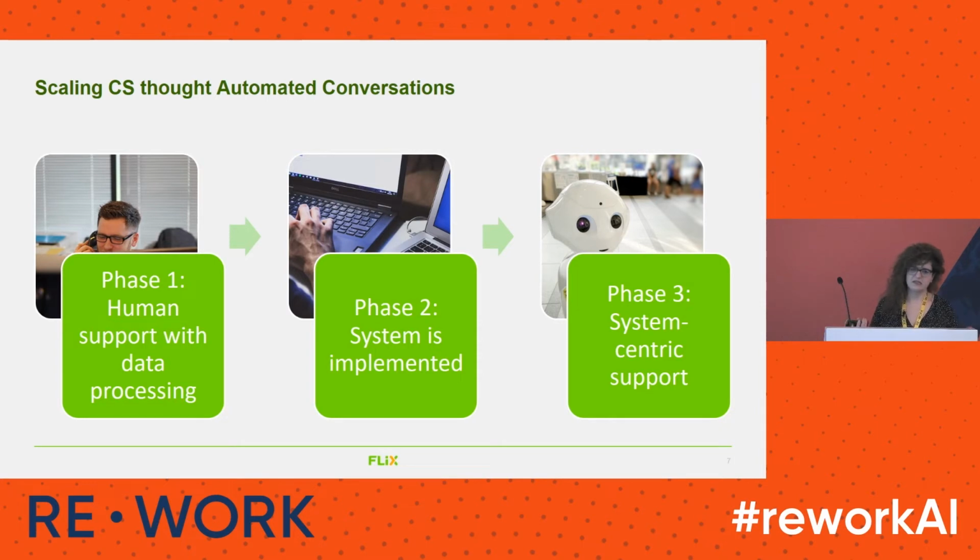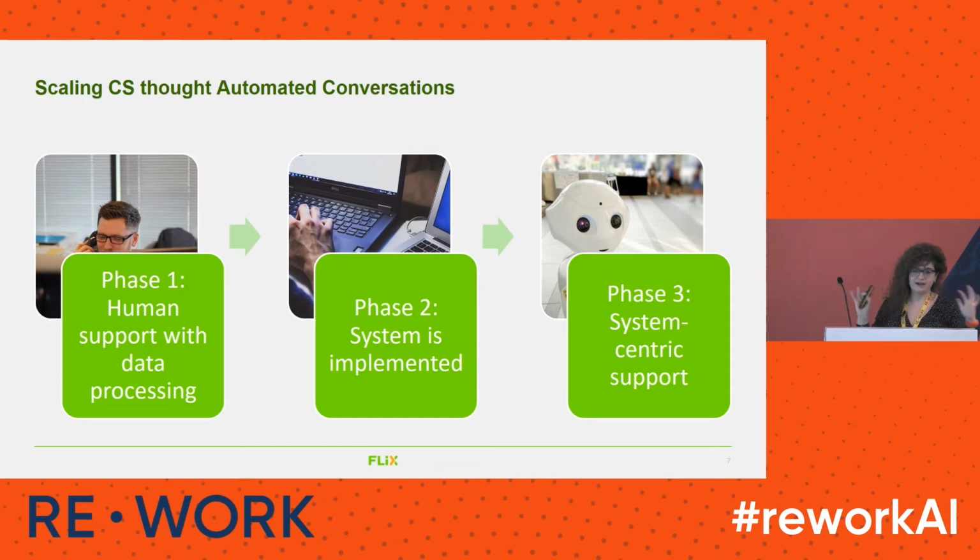The second phase is a hybrid model in which we have human-first support, but the system is implemented. It's the one we are currently developing. That means that if you are calling us, there are routing practices that lead you to the human agent, but there are also automations.